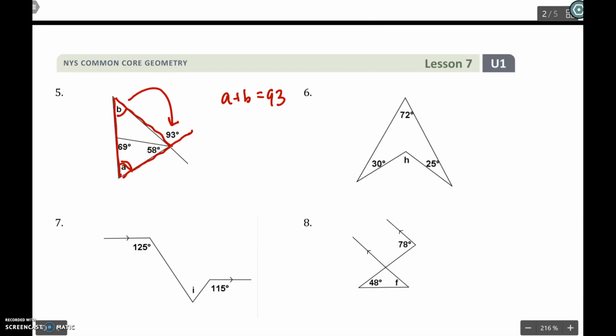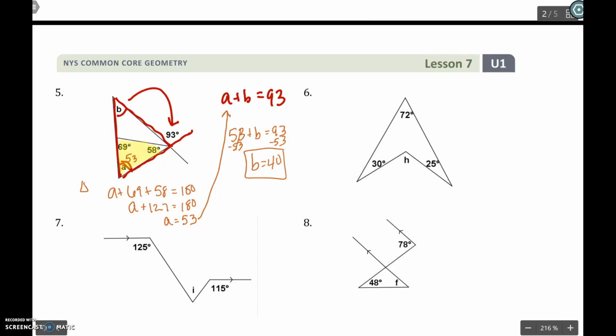The easiest thing for me is to go, well, A here is in this triangle, and that triangle has to add up to 180. So if I add those together, A plus 69 plus 58, that has to equal 180 because it's a triangle. If I add them, I get 127. And then when I subtract that one from 180, I get 53. So this angle is 53. That means now I can plug it in up here. 53 plus B has to equal that 93. And then if I subtract 53 from both sides, I will get that B is 40.